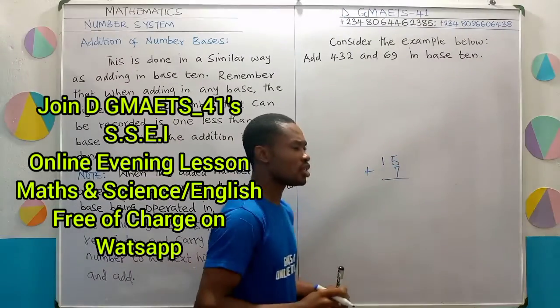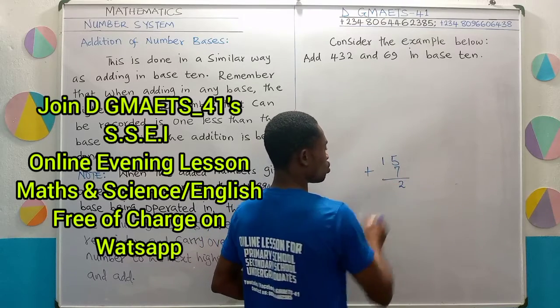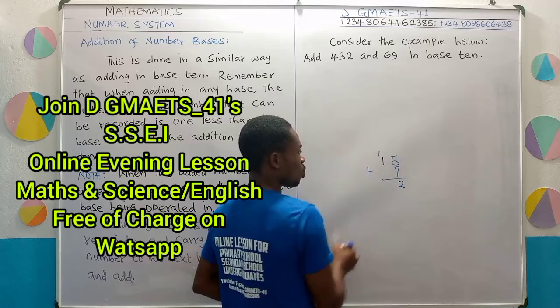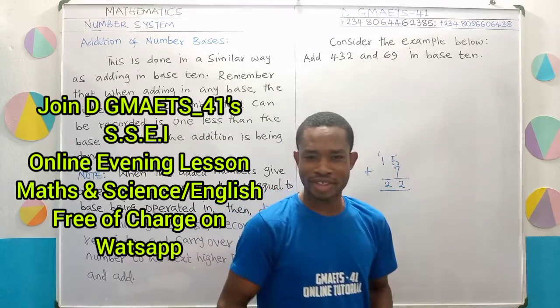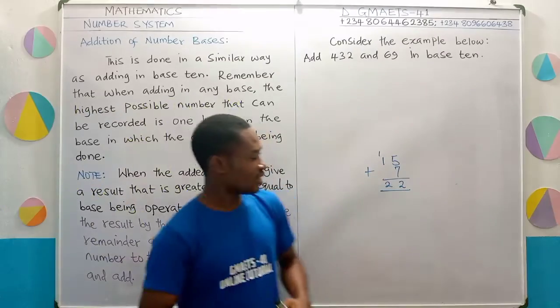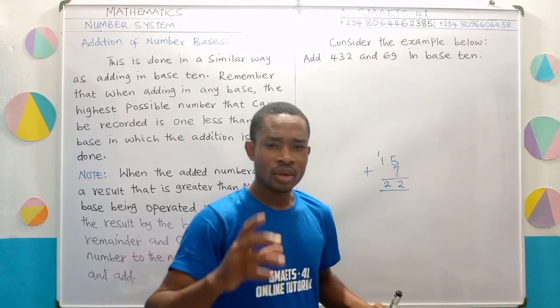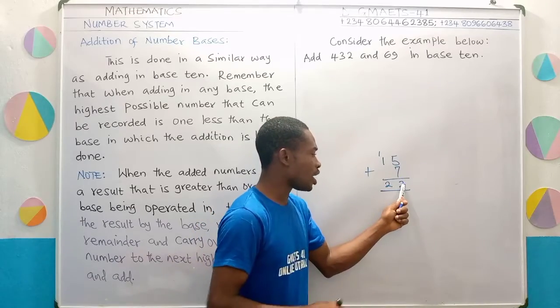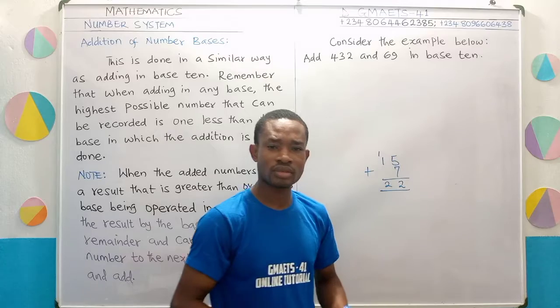5 plus 7 is going to give me 12. But I cannot record 12 here, so I'll record 2 and carry 1. Add the 1 here. 1 plus 1 will give me 2. I got it. 22. But why did I record 2 here and move 1 to this place when I did 5 plus 7?